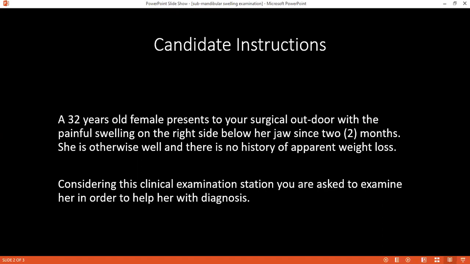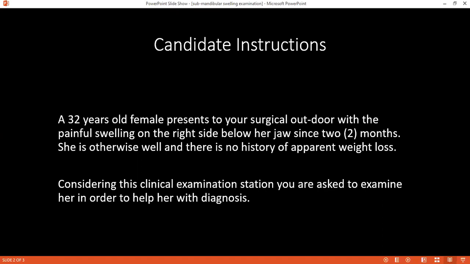After that, I will feel the various lymph nodes in the neck, which will include submental, submandibular, anterior cervical, posterior cervical, preauricular, posterior auricular, supraclavicular, and occipital lymph nodes. And then I would like to examine the oral cavity.